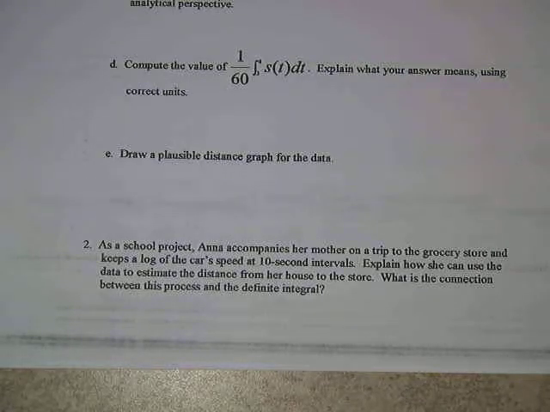So if she calculated all those speeds, she could find the area under that speed curve, and what might she use to do that with? What would probably be the best way for her to do that? Simpson's or trapezoid? She would basically have a data table that looks kind of like this, wouldn't it? Okay. And ultimately, what's the connection between this process and the definite integral?